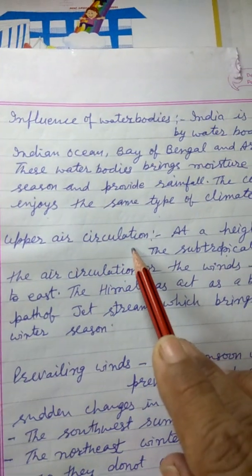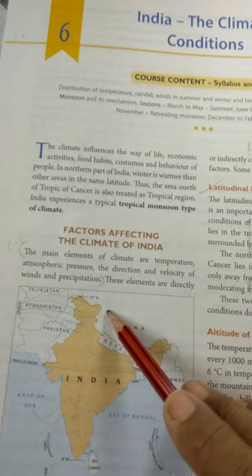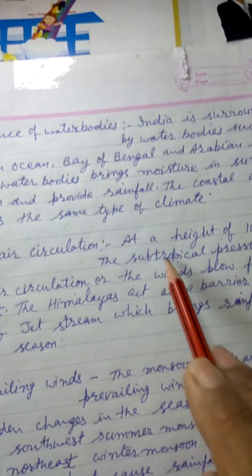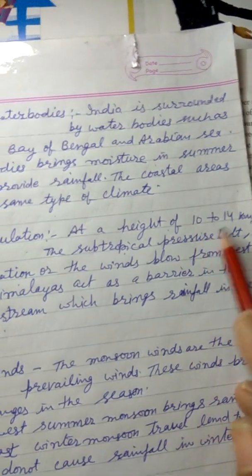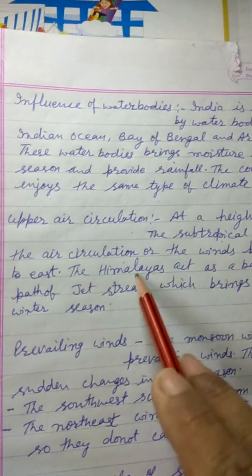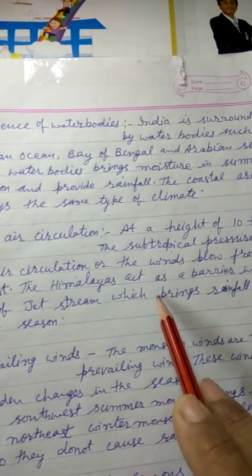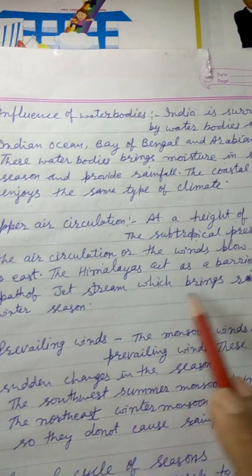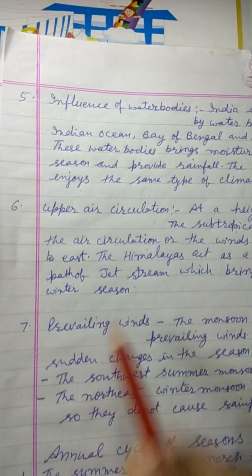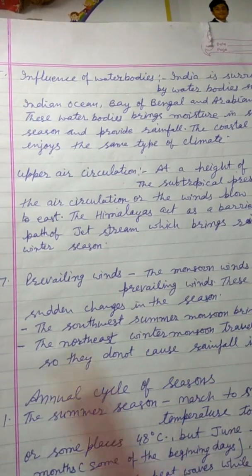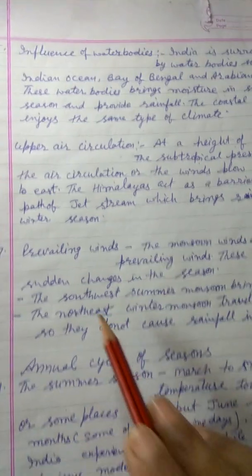Upper air circulation. Here we have the jet stream, at a height of about 10 to 14 km. In the subtropical pressure belt, the air circulation or winds blow from west to east. The Himalayas act as a barrier in the path of the jet stream, which brings rainfall in the winter season. In winter some places get rainfall due to the jet streams.